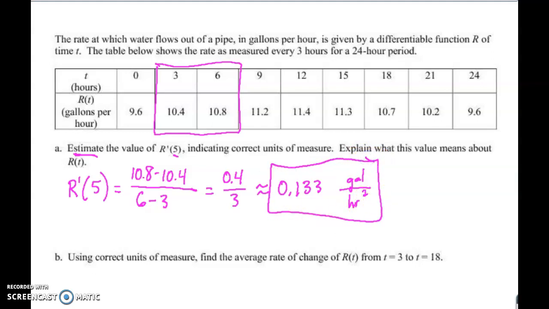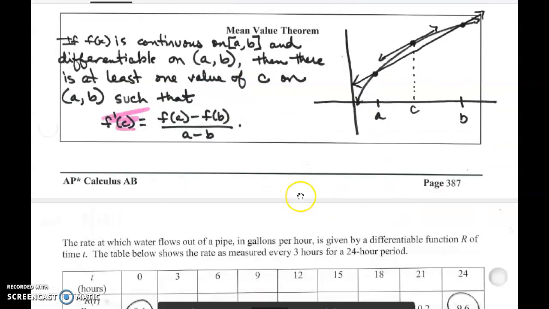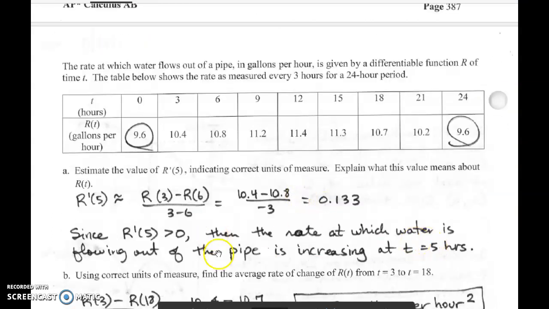So what does this approximation mean? I would write something along the lines of: because we have a positive value, that means that the rate at which the water is flowing out of the pipe is increasing. This person didn't even write the units down, but something along those lines.